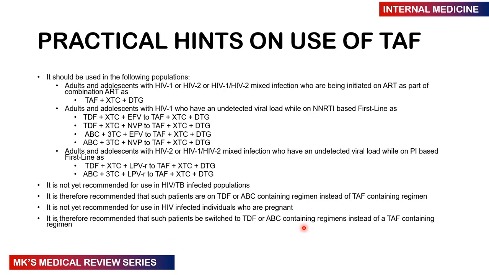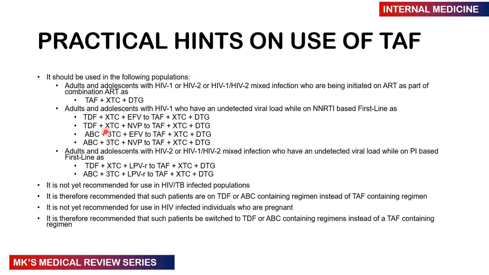Now, here are some practical hints for using Tenofovir Alafenamide for those that have HIV type 1, type 2, or a mixed infection. Of course, our standard treatment is TAF, XTC, and DTG. We're assuming that this patient probably has renal insufficiency, where they have a creatinine clearance between 30 and about 50. Then, in adolescents with HIV type 1 who have an undetectable viral load but were on a non-nucleoside reverse transcriptase inhibitor as first line, such as TDF, XTC, efavirenz, you change it to TAF, XTC, and DTG if they have some renal insufficiency.